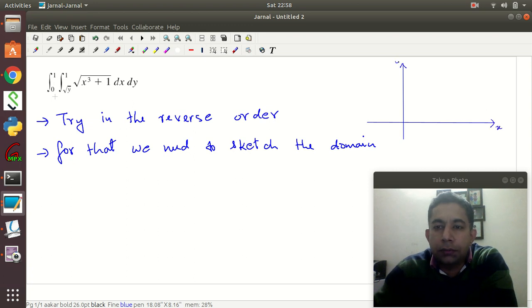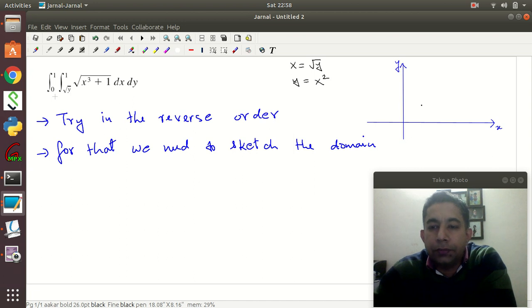This is x, y. And this one is the curve x is equal to root y. So x is equal to root y, the same as y is equal to x square. So we have this particular curve. I'm only drawing the right branch because it is the positive square root.